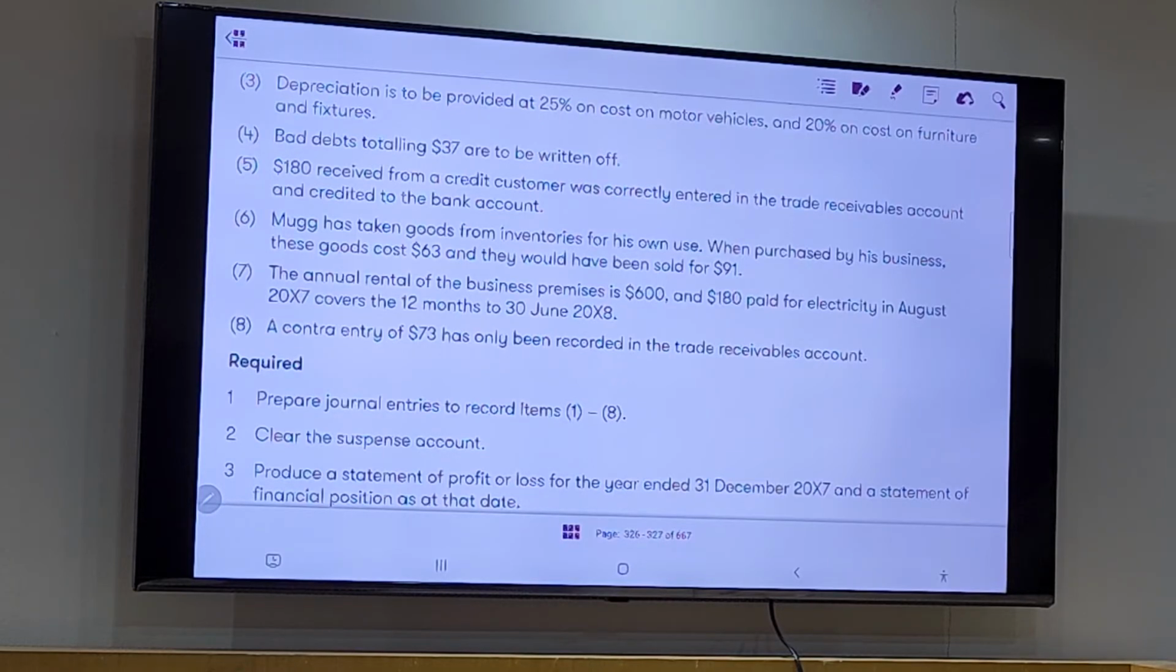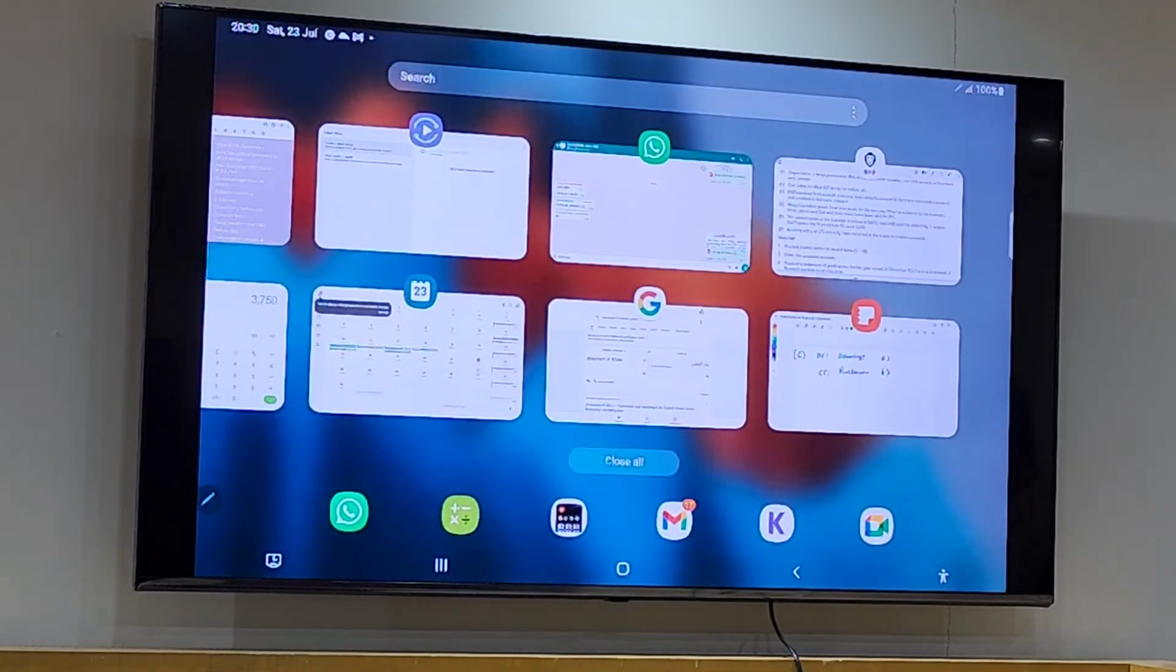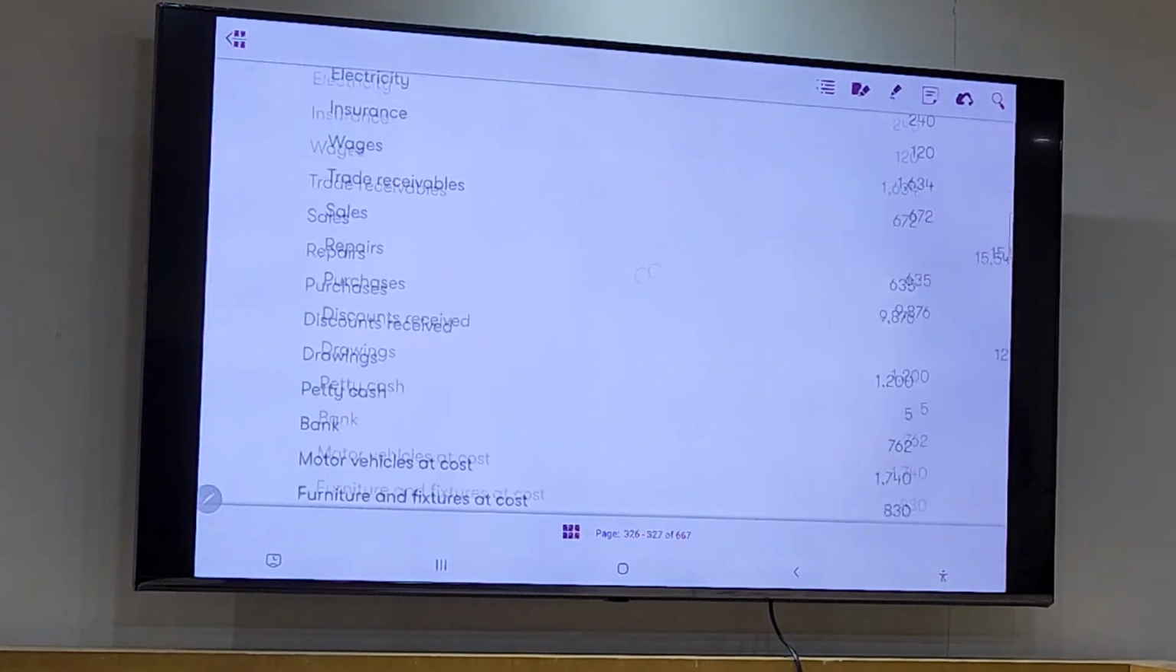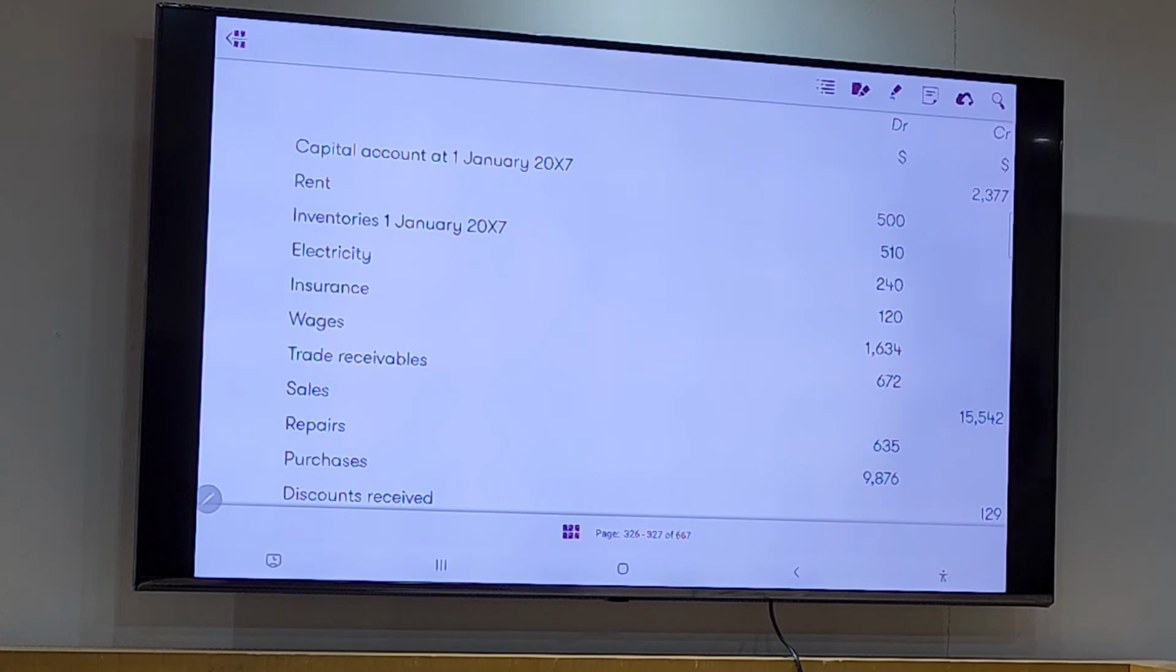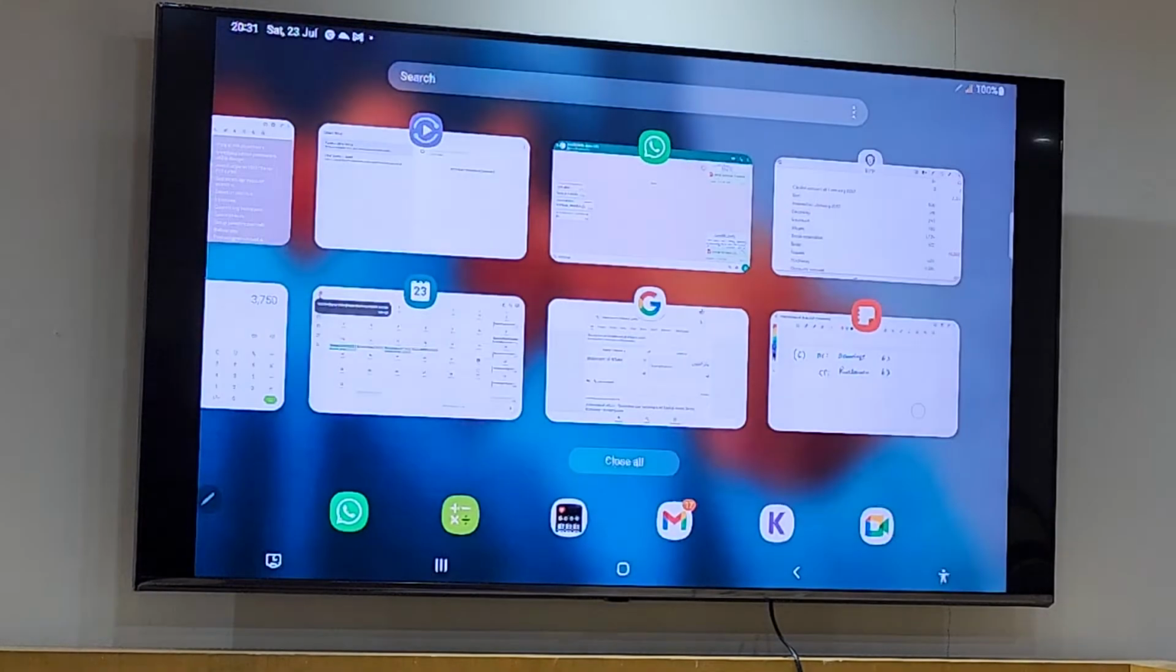The annual rental of the business premises is 600. And 180 paid for electricity in August 2017 covers the 12 months to 30 June 2018. So now if you see the trial balance, how much is the rent? Here the rent in the trial balance they are showing 500. But the annual rent is 600. So that means we need to pay another 100. So we need to pass an additional double entry. This is called accrued expense. So what is the double entry now for that?